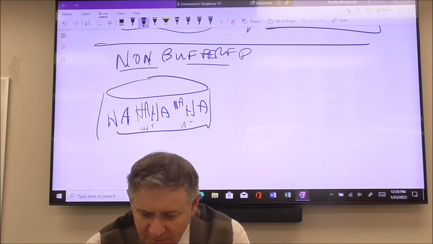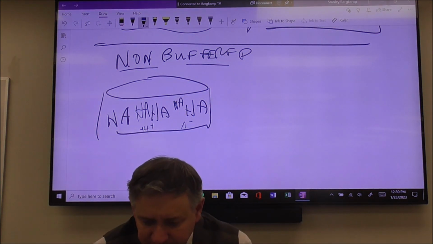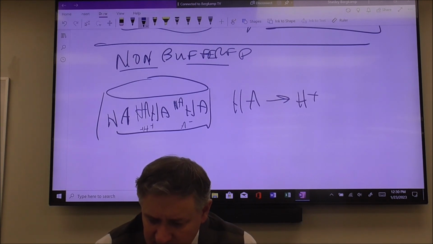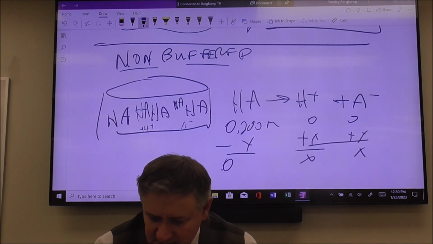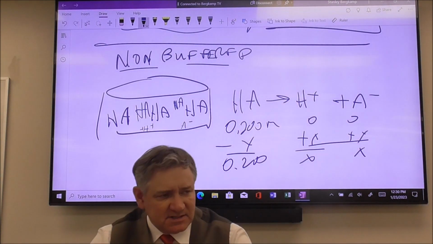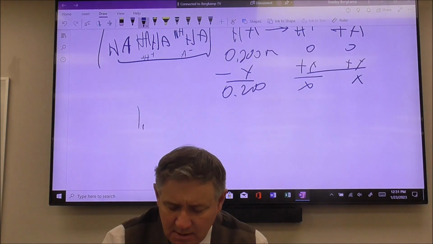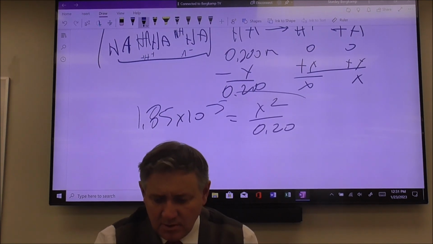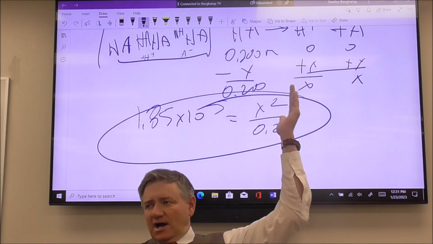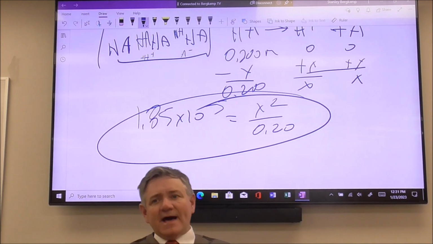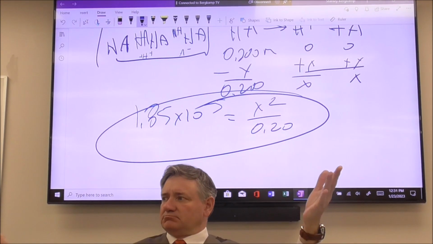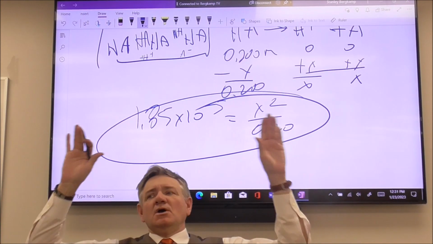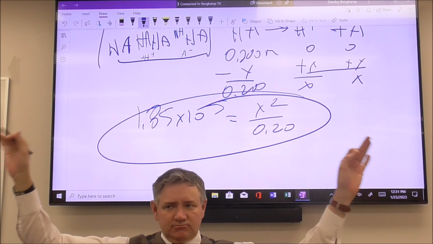If it was just non-buffered straight acetic acid, here's how you would work this. You'd set up hydronium plus my anions. Let's say that's a 0.2 molar solution: initial 0, 0, change minus X, plus X, plus X, so you get X, X, and 0.2. Old school. If I said, calculate that pH, you'd say Ka of acetic acid is 1.85 times 10 to the negative fifth, which equals X squared over 0.2. You can find X, your hydronium ion concentration, take the negative log of that, and voila, you have your pH. You should be able to do that problem without a moment's hesitation.